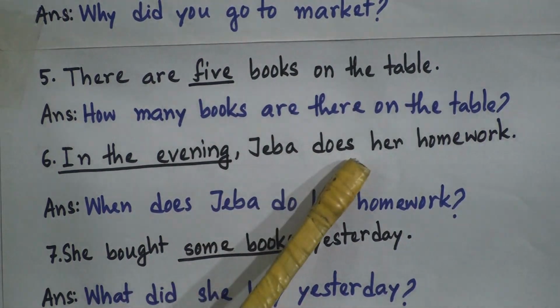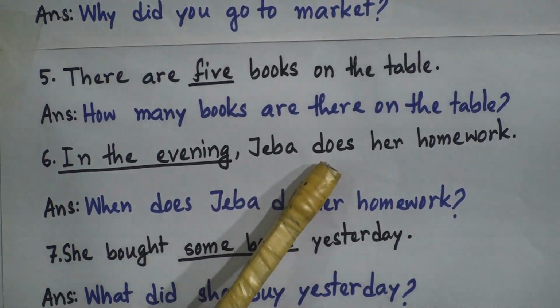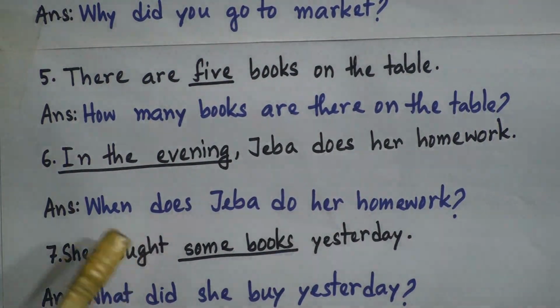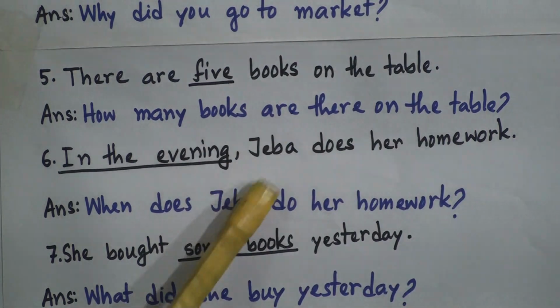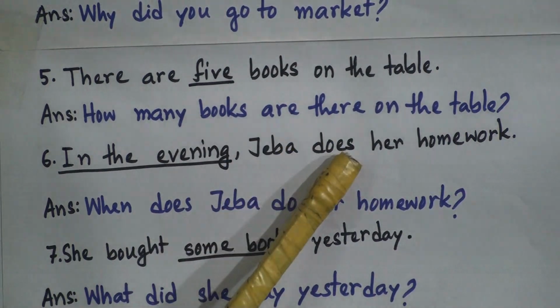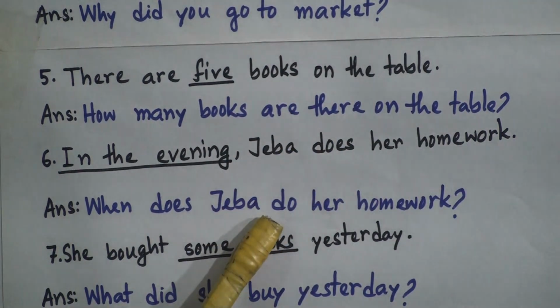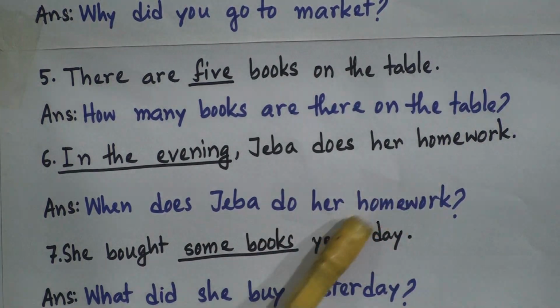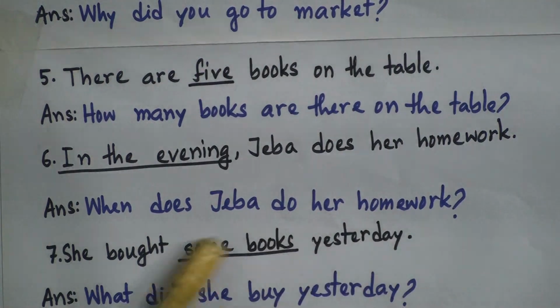So this is our main verb. So we will add es, and that's why we will start our question with does. When does, our subject is Jeba, when does Jeba, and this is the main verb does. So now we will write the present form of the verb. So when does Jeba do, and now what is left, her homework. So when does Jeba do her homework?